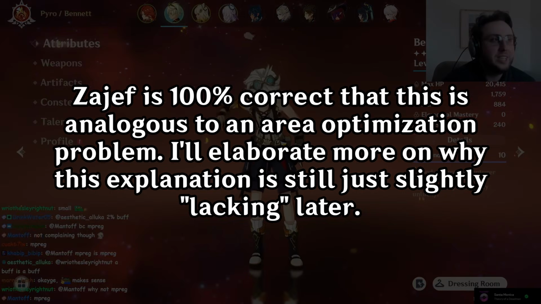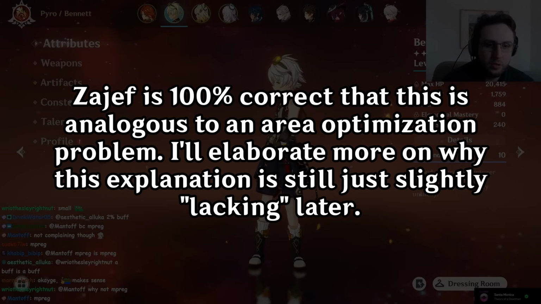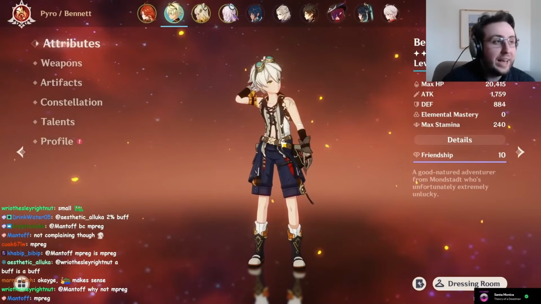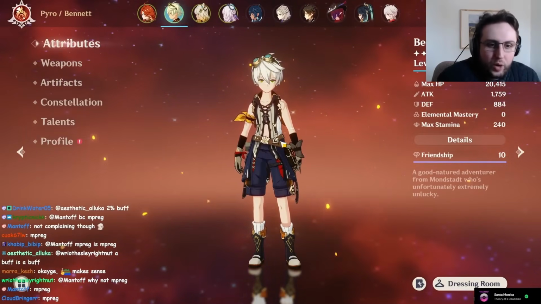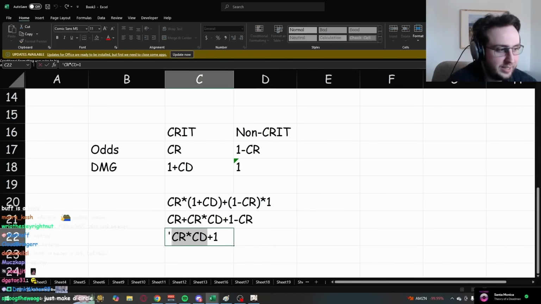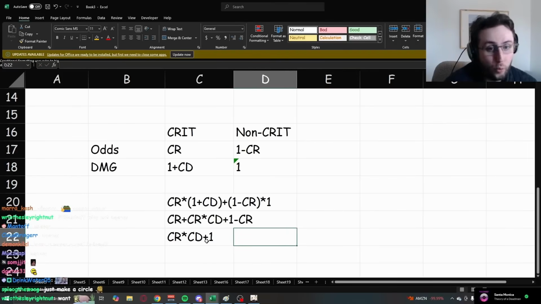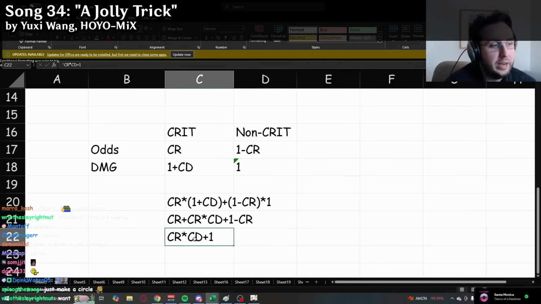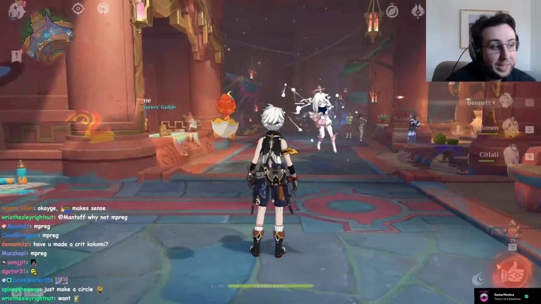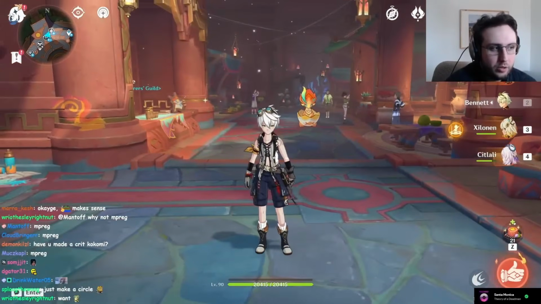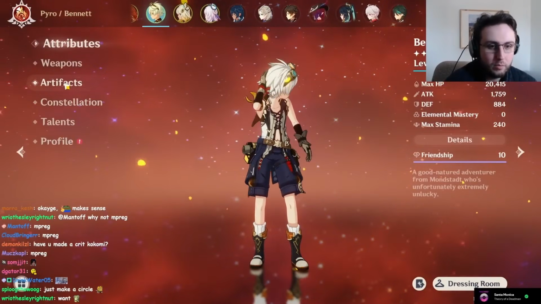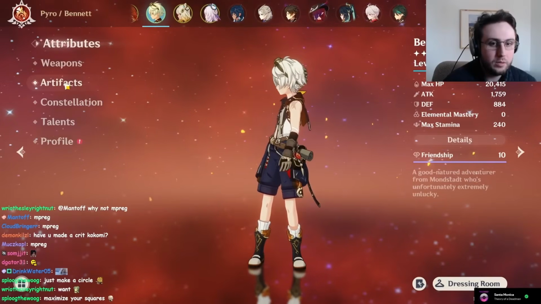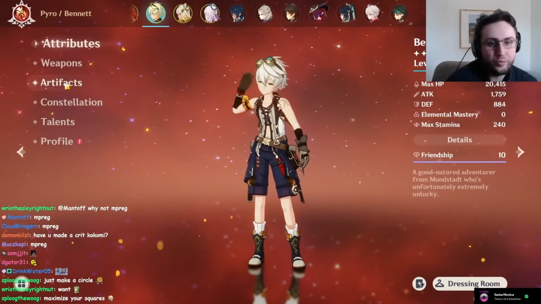Area optimization problems are very straightforward. When it comes to something with only 2 dimensions, the largest area is always going to be a square. You want to maximize this rectangle, actually, right? But the way to maximize it is to make it a square, so that you invest into crit rate as much as you do into crit damage. And the reason why the optimal crit ratio is 1:2 is because when you invest 1 point of crit rate, it's equivalent to 2 points of crit damage.